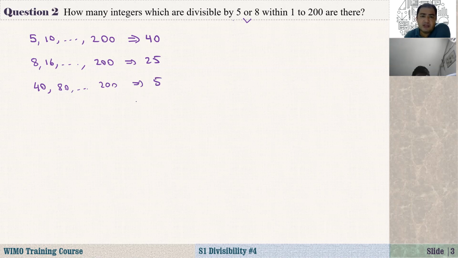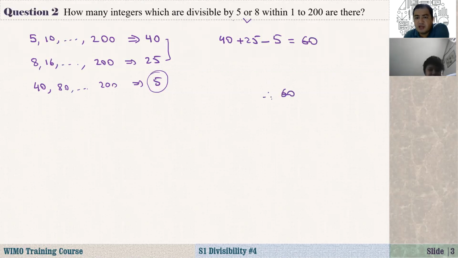So then, how many integers are divisible by 5 or 8 within 1 to 200? That is 40 plus 25, right? Altogether, these numbers are divisible by 5 or 8, and we minus the numbers counted twice. The number of duplicated numbers is 5, so the result is 60. So the answer is we have 60 integers between 1 and 200 which are divisible by either 5 or 8.